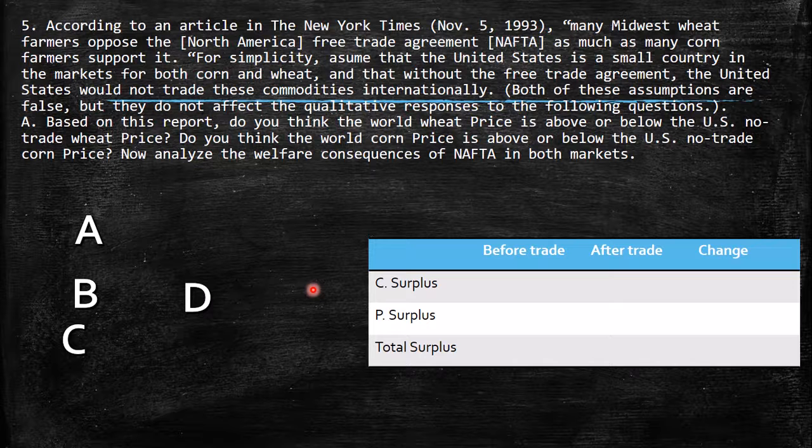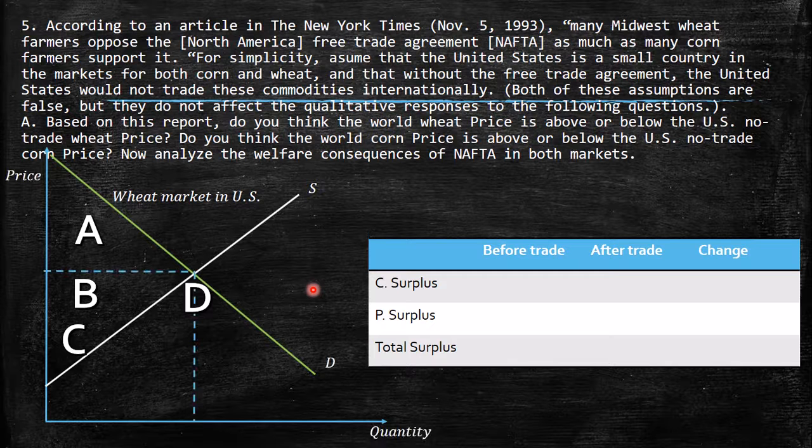On the other side, we can assume, we can have an intuition, that the producers are going to be worse off. It's going to be the case that the price is going to be lower than the no trade price. So here we're going to analyze the wheat market in the US.